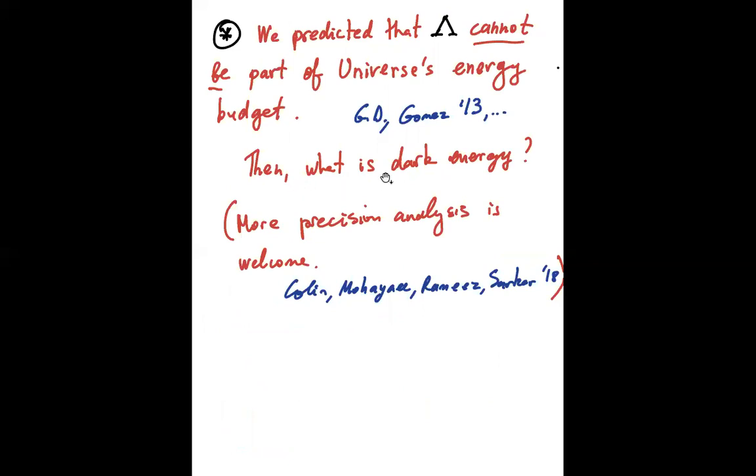Okay, then this raises a very interesting question. What is dark energy made of? And of course, precision analysis is very important. I brought some examples of papers that are going back and revisiting this, but I'm not an observer. I can only say that lambda cannot be part of the energy budget of the universe with our current understanding of quantum gravity. Okay, I'll finish here. I also had a couple of lines about the effective S-matrix, but I'll stop here.